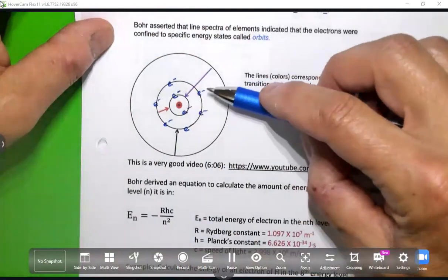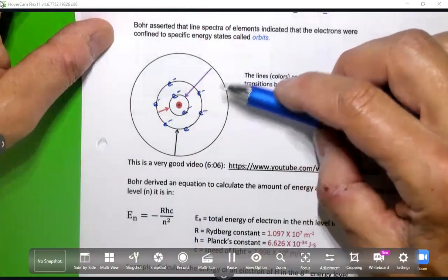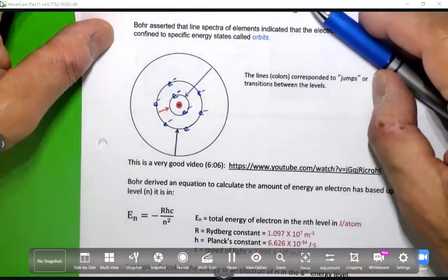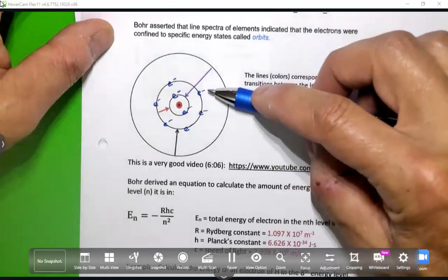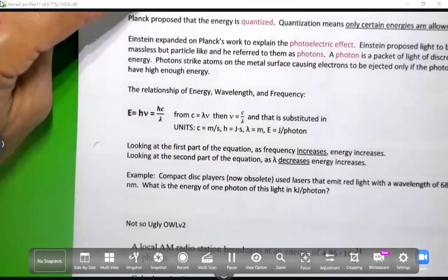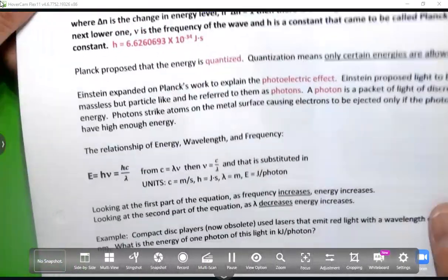But we know if we put energy into an atom in the form of electricity, heat, or light, we can kick these electrons farther out away from the nucleus, and they come back down and they give us energy back. So we know these electrons don't necessarily stay stationary. But again, if we kick them out farther, they come back down. So we know electrons can change levels.